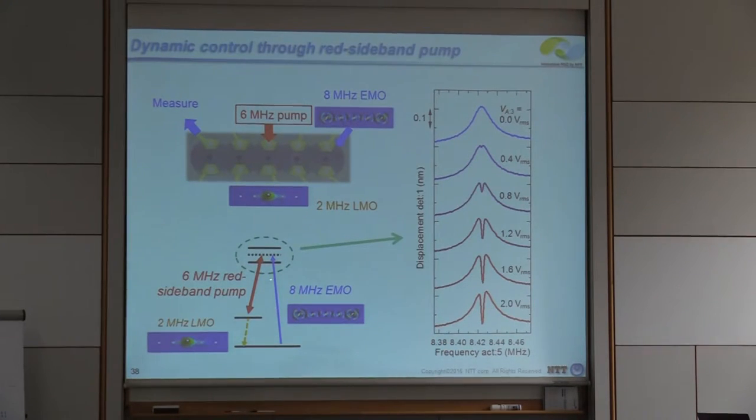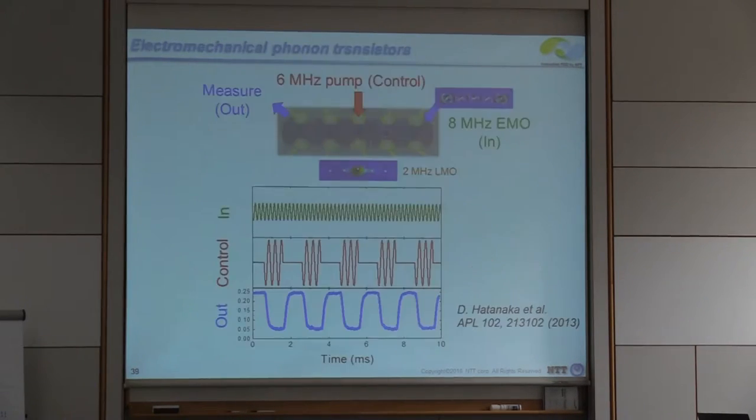This is the response of the extended mode. You can clearly see the splitting of the peaks, which of course corresponds to some coupling. Especially in this case, the localized mode at 2 megahertz has a very sharp resonance, a high quality factor, and the extended mode has a lower one. Combining the low and high quality factor resonances, a phenomenon similar to EIT, electromagnetically induced transparency, occurs. People call that electromechanical induced transparency. It shows deep valleys in this broad peak. This is a very nice evidence that the extended mode and the localized mode are coupled together.